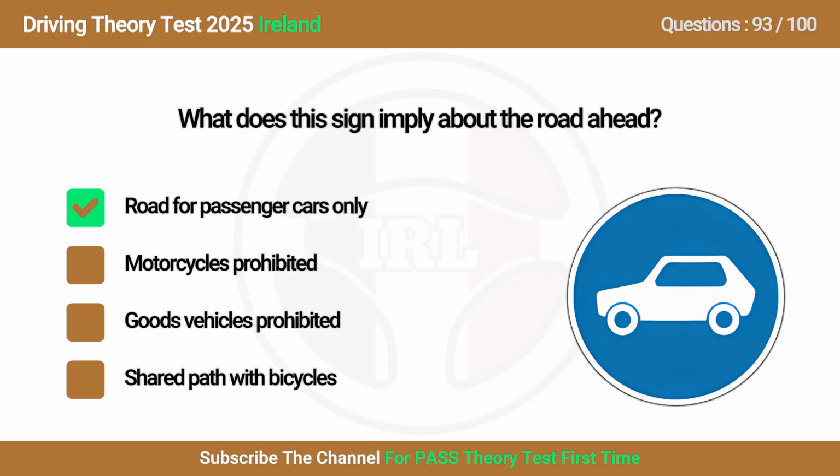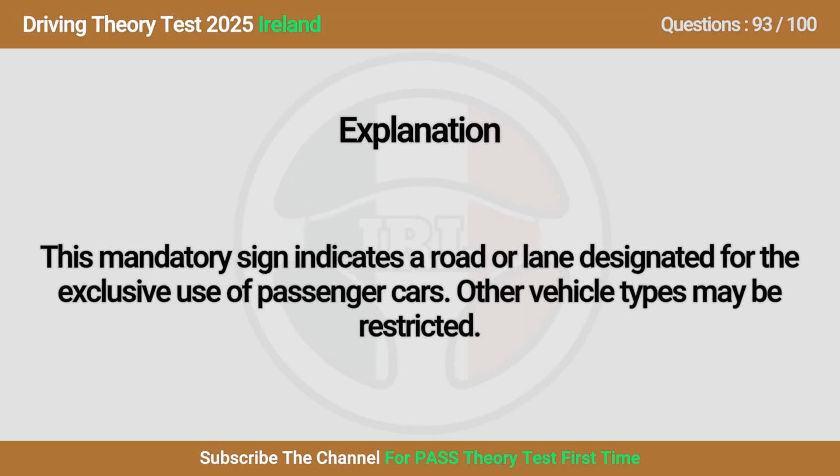Answer is A. Road for passenger cars only. This mandatory sign indicates a road or lane for the exclusive use of passenger cars. Other vehicle types may be restricted.